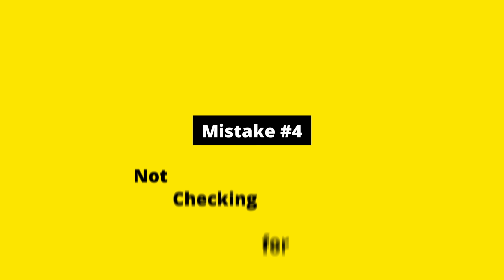Mistake number 4, not checking for outputs, errors, or biases. Always review AI-generated content. AI systems can reflect biases or produce text that seems right but contains errors. Double-check facts against other sources and look for logic that indicates the AI was confused. As with a human team member, reviewing AI's work is essential before using it.